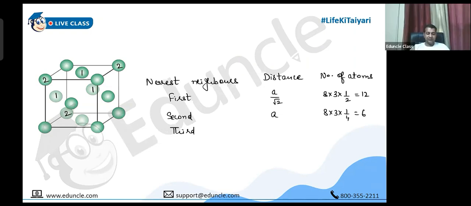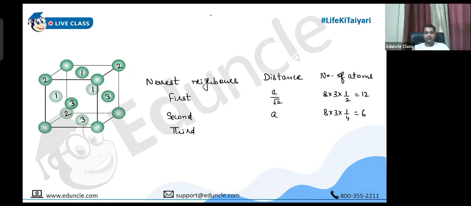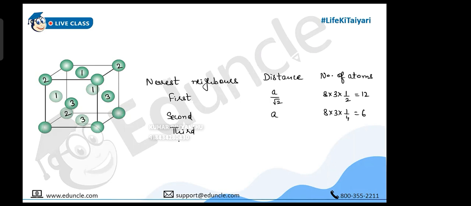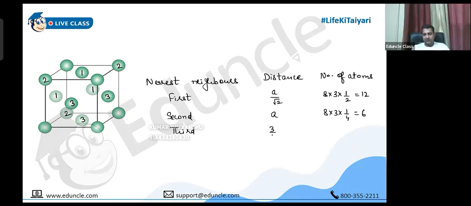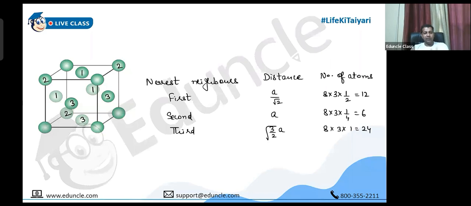Now, what are the third nearest neighbors? You have to be careful. 8 into 3 into 1/4. These are the third nearest neighbors, and again there are 3 of them, at root 3 by 2 a. They all have contribution 1, because there are no unit cells to the right, bottom, and at the front. That's why contribution 1, so 24 of them.